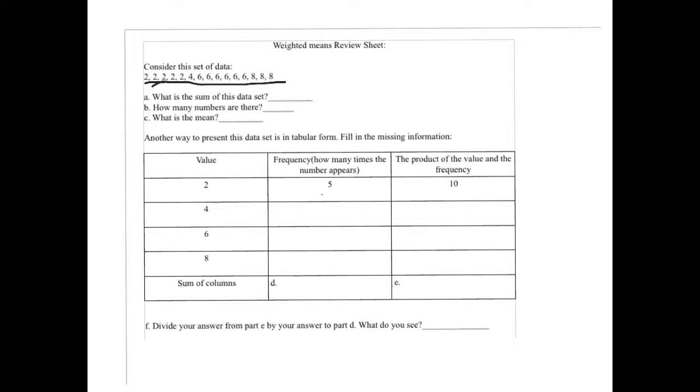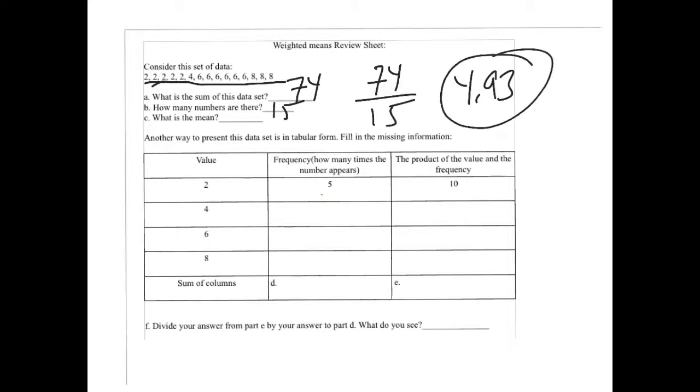When I did this, I got 74. So the sum of those numbers is 74. And then how many numbers are there? Let's see, I'm seeing 1, 2, 3, 4, 5, 6, 7, 8, 9, 10, 11, 12, 13, 14, 15 numbers. So what's the mean? Remember, when we find a mean, we take the sum of the numbers divided by how many there are. So 74 divided by 15 is 4.93, about, I'm rounding.